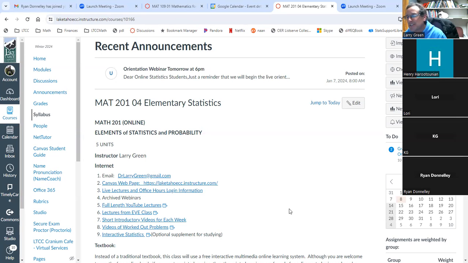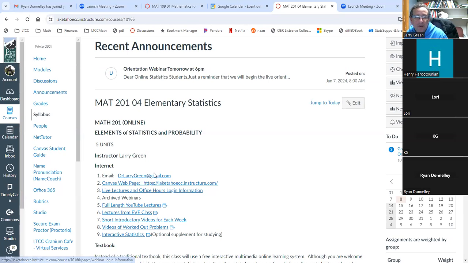Okay, this week we have two, because we have the orientation, which is just about what the class is about. And then tomorrow at 1 o'clock, we'll have a webinar on chapters 1 and 2. So tomorrow we'll actually do statistics. Today we're just talking about the class. Okay, again, feel free to ask any questions as we go.